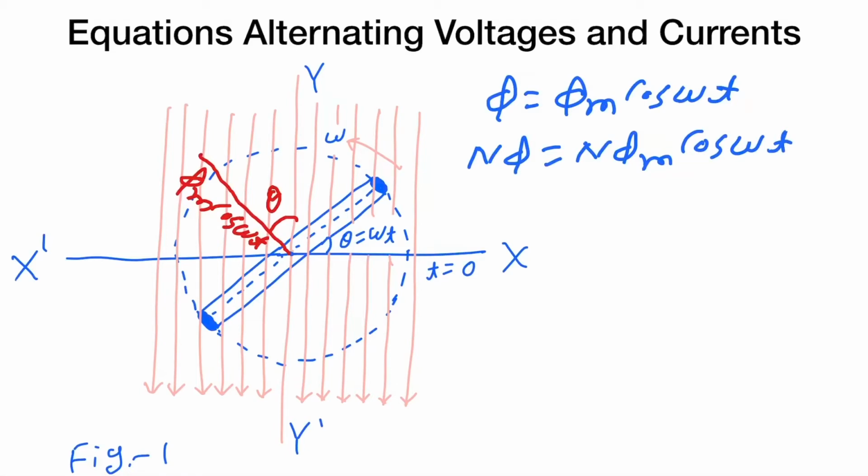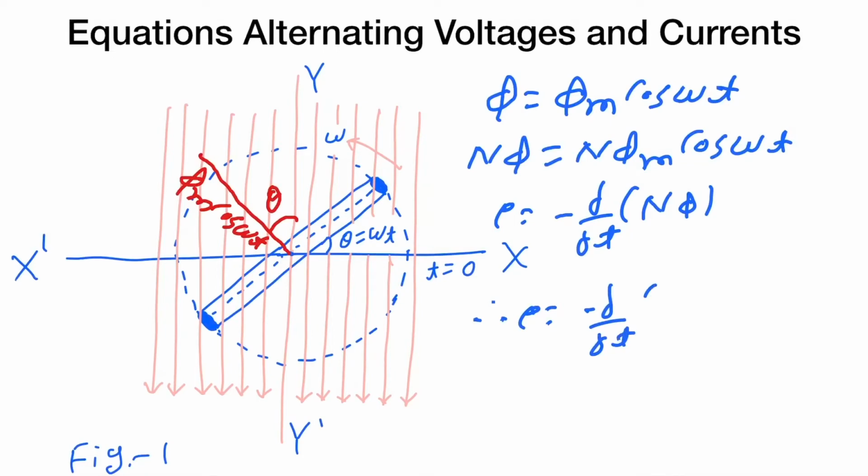Now according to Faraday's law of electromagnetic induction, EMF induced in the coil is given by the rate of change of flux linkage. So E equals minus d by dt of n phi. Therefore E equals minus d by dt, where n phi is equal to n phi m cos omega t.